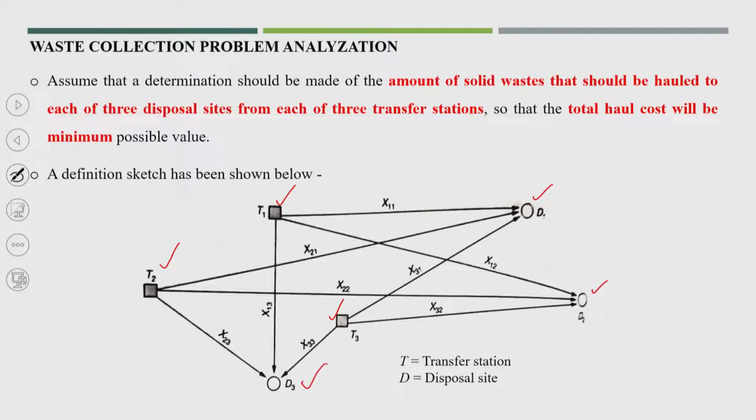Now they are connected, because we have to see that. From the first transfer station T1 to the first disposal site, the quantity could be x11, and from T1 to another disposal site, D2, it is x12. So this is x11, x12, and to the third disposal site x13. Similarly from transfer station T2 and from transfer station T3. Now, we have to see that the optimum allocation has to be finalized.